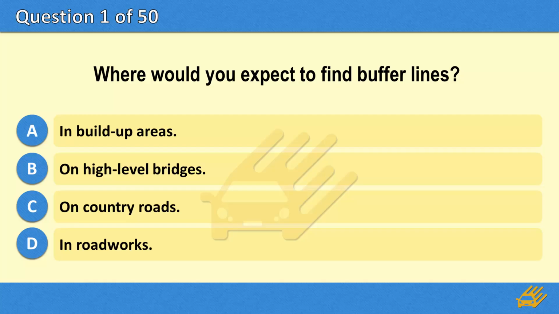Where would you expect to find buffer lanes? A. In build-up areas. B. On high-level bridges. C. On country roads. D. In roadworks.